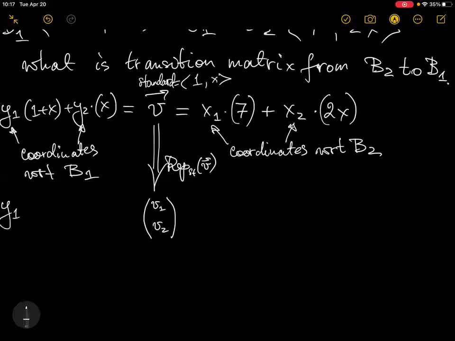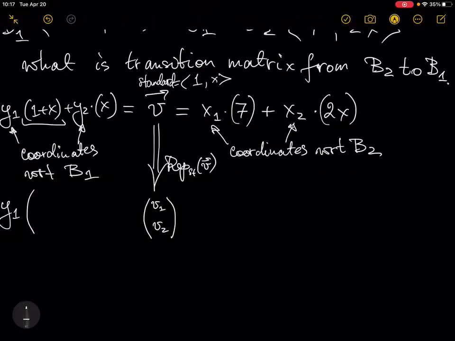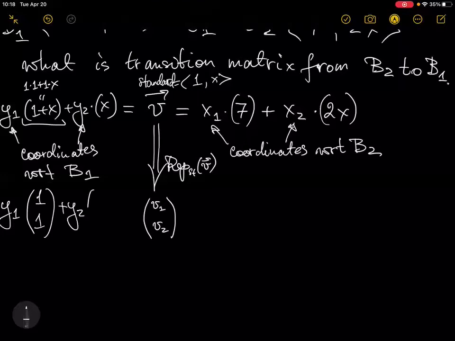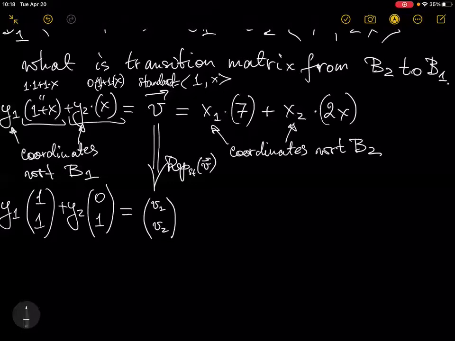Okay. Now I want to represent this vector with respect to the standard basis. Could you tell me what will be the representation? How can you write it? Maybe 1, 1. Like that, right? Yeah. So it's 1, 1. Okay. Plus y2. What will be the representation of this? It's 0 on 1 plus 1 on x, right? So these are vectors of the standard basis and corresponding coordinates. Is it clear or not? Any questions?